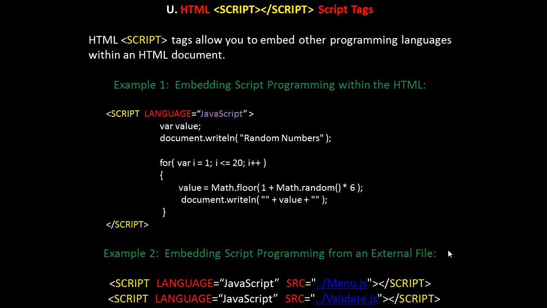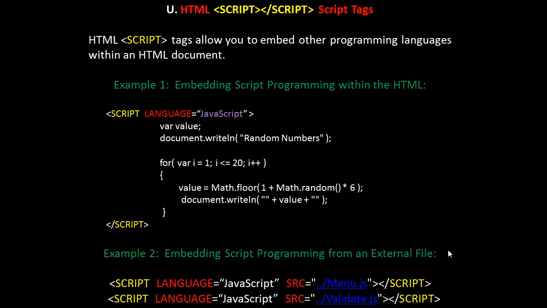In example 2, we're embedding script programming from an external file. This can be useful for organizing your projects when you have a lot of JavaScript, because you can write your JavaScript code in separate text files and then simply include them with the src attribute. So in other words, you'd write out the script tag in HTML, you would set the language attribute to be JavaScript, and then you would use the src attribute to load the page. In this case, we're going up one directory and loading menu.js, which is the file extension often given to text files that contain JavaScript. Then we would add the closing script tag.